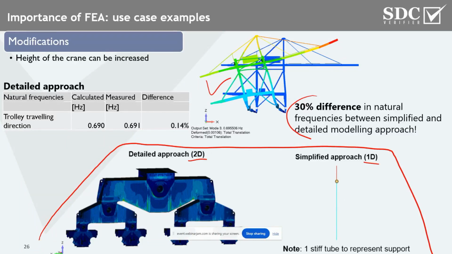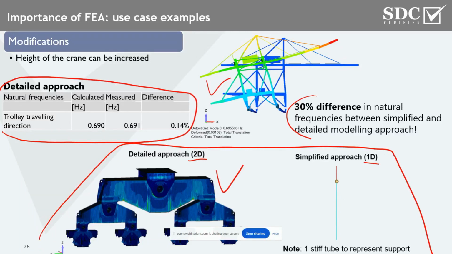When following the more detailed approach, it has been proven by SDC that the difference between the calculated and measured natural frequencies is less than 0.2%, which basically means that these values are identical and the flexibility of the structure is well represented and can be used to estimate the structural operational efficiency we are aiming for.